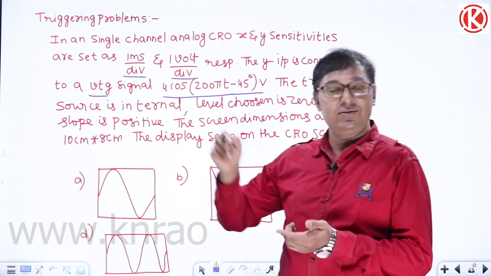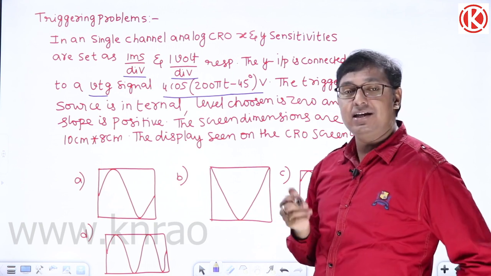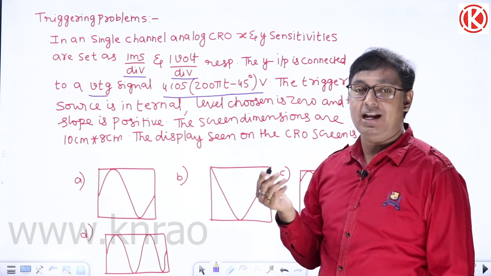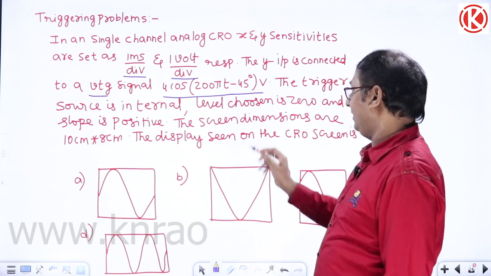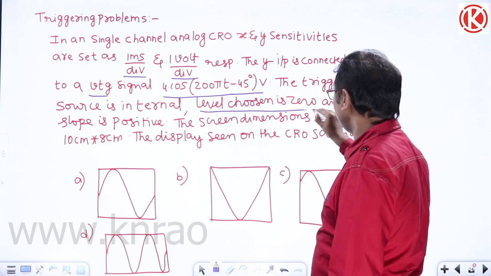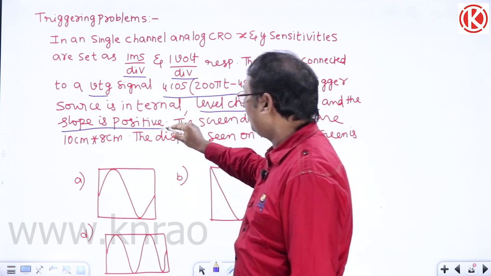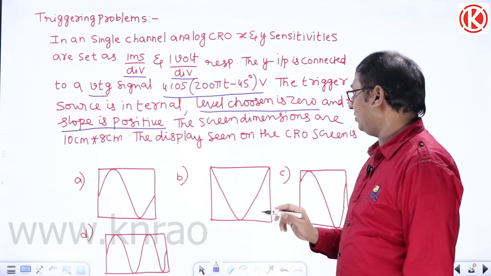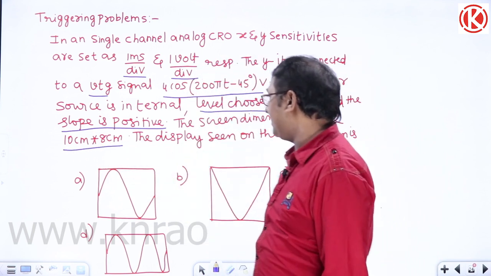Hope you remember in our diagram we have shown internal triggering as well as external triggering. Internal triggering is nothing but what? Whatever the output of vertical amplifier we are taking as internal triggering. Level chosen is 0. Triggering level chosen is 0 and the slope is positive. The screen dimensions are 10 centimeter into 8 centimeter.